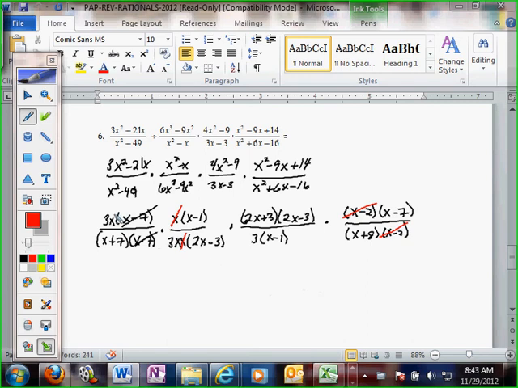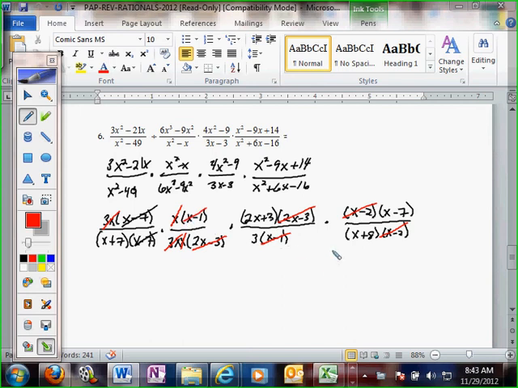Here I have a 3x on top. Over here I have a 3x on bottom. They're gone. Here I have a 2x minus 3 on bottom and a 2x minus 3 on top. They're gone. Here I have an x minus 1 on top and an x minus 1 on bottom. They're gone.